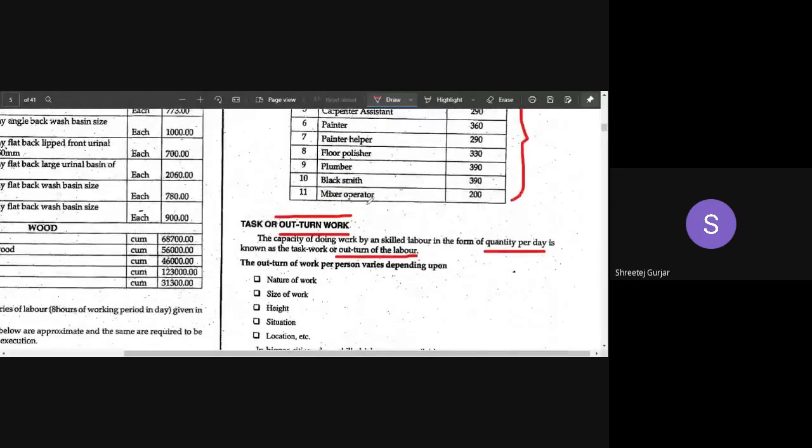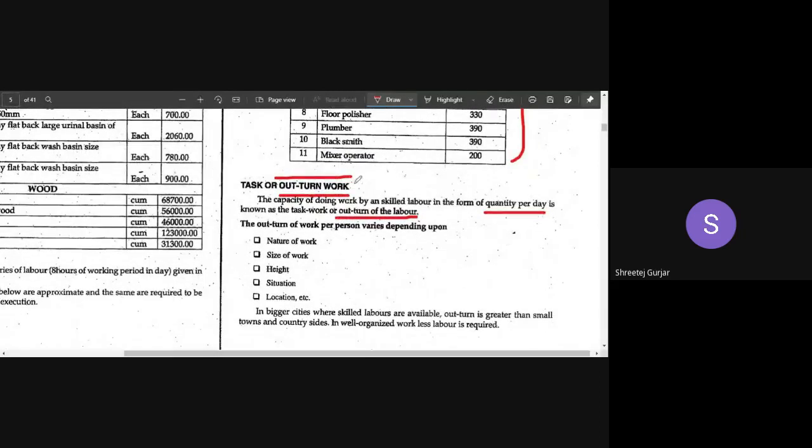So can you name a few factors on which outturn work, the capacity of a labor, depends? The quantity of work that he can do per day. What are the various factors? Can you think of various factors that will affect his working quantity? Can you name a few factors which will affect the output capacity of this labor? Try to name a few. It will depend on what?